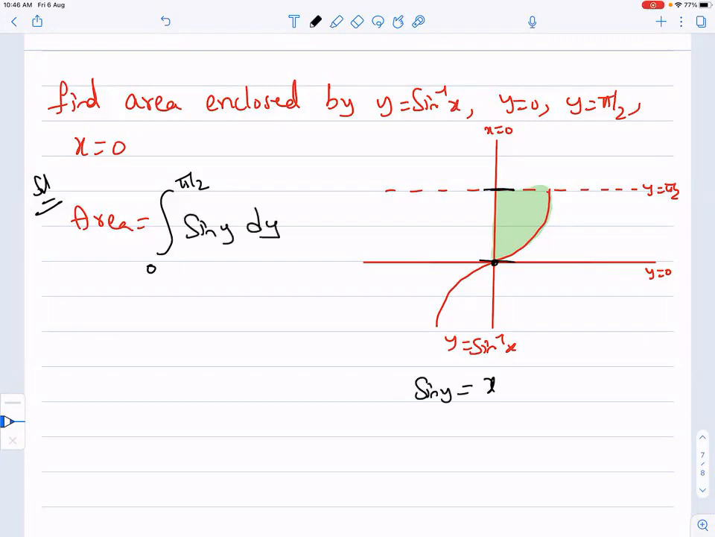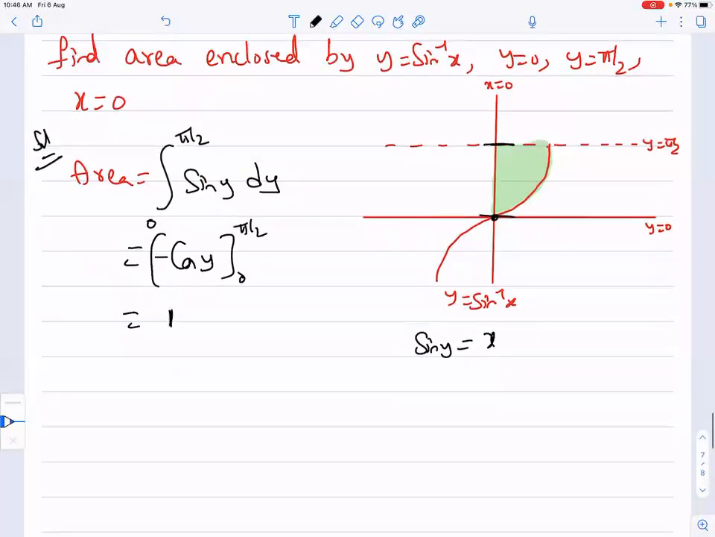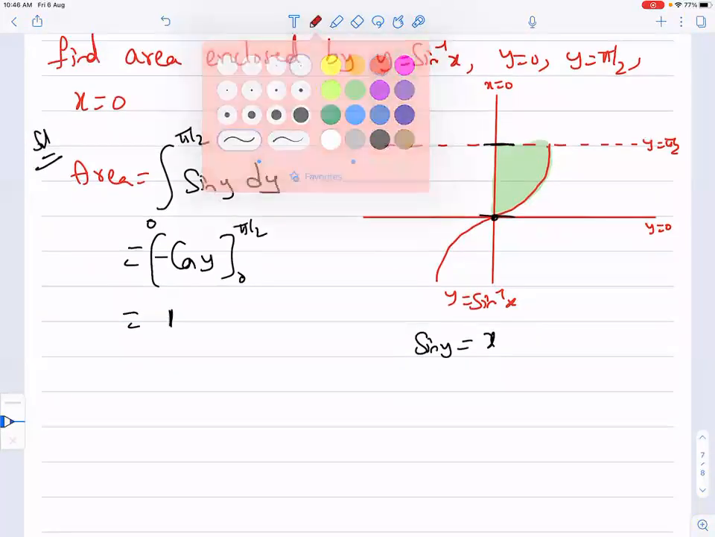Integration of sin y is minus cos y. Limits are from 0 to 90. We substitute 90 and 0: minus of minus cos 0, that is plus cos 0. That's all. Please write it down and try this.